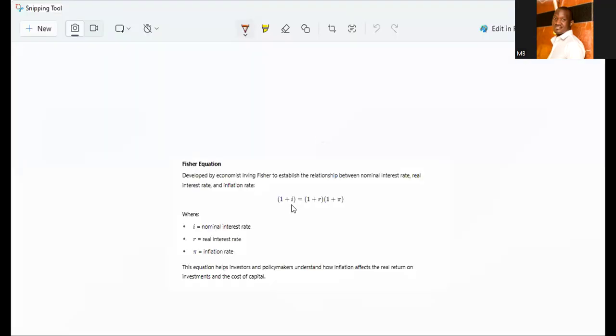One minus nominal interest rate is equal to 1 plus the real interest rate in brackets 1 plus inflation rate. So this one helps investors and policymakers understand how inflation will affect the what? The real return on capital. Okay. So this is how we calculate that. Are we together? Unless any questions at this point?